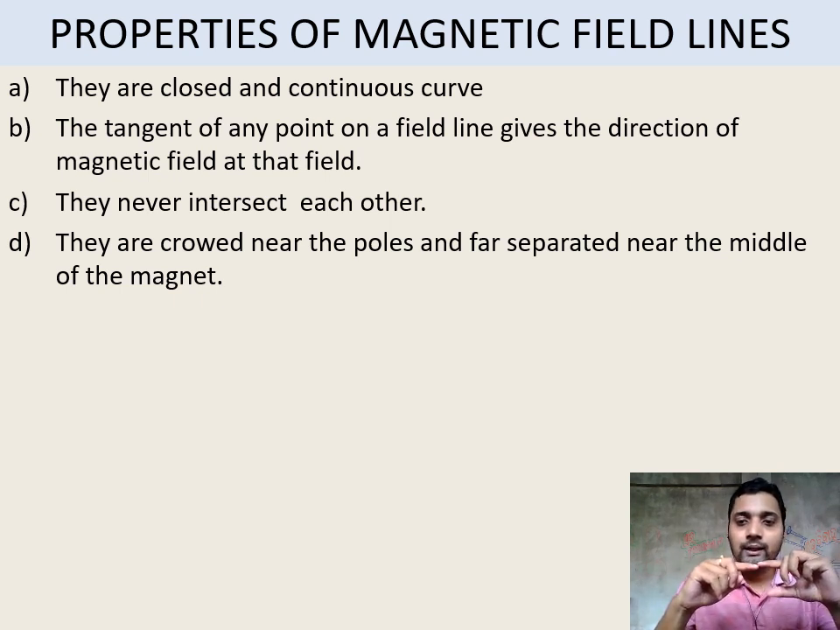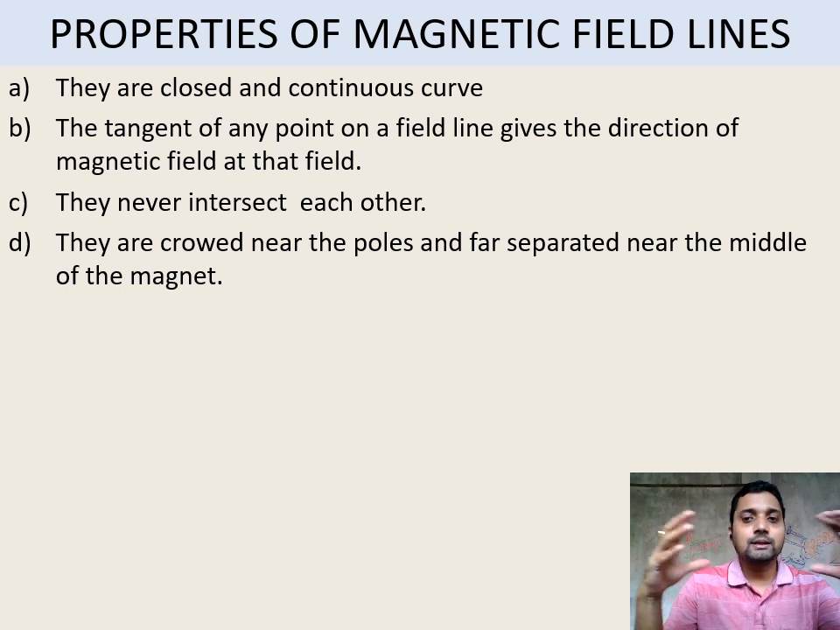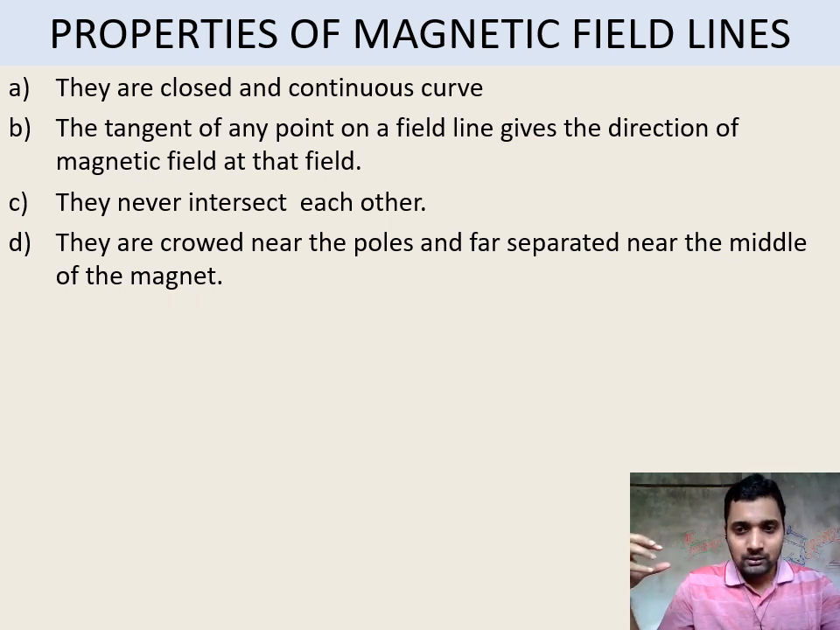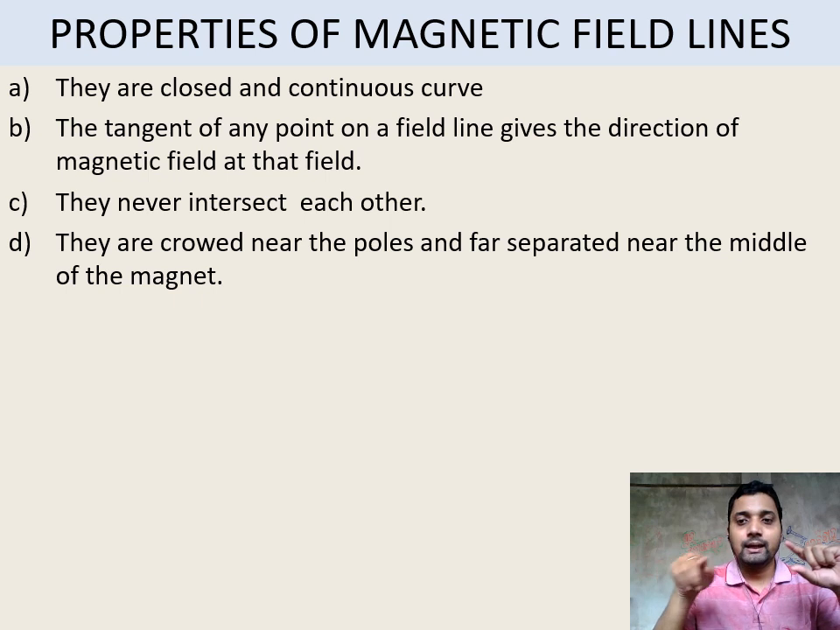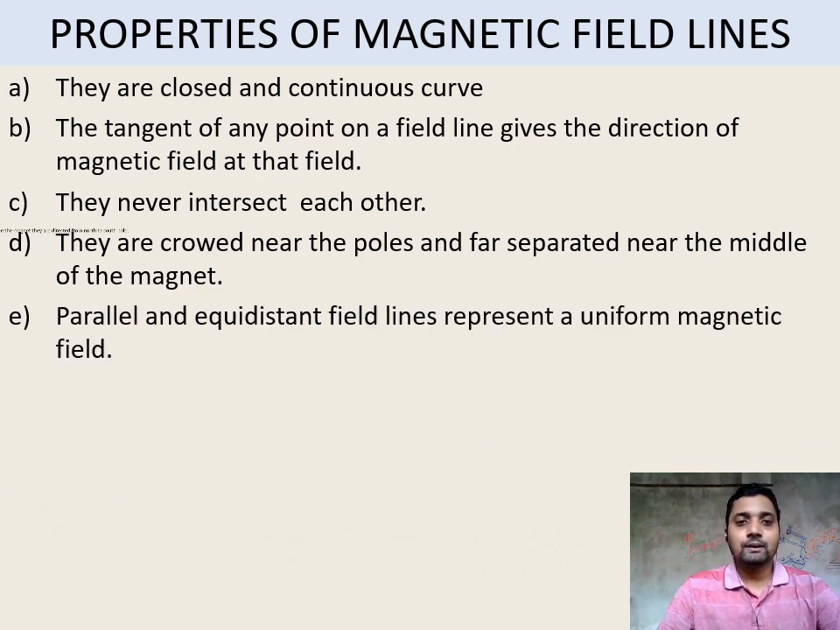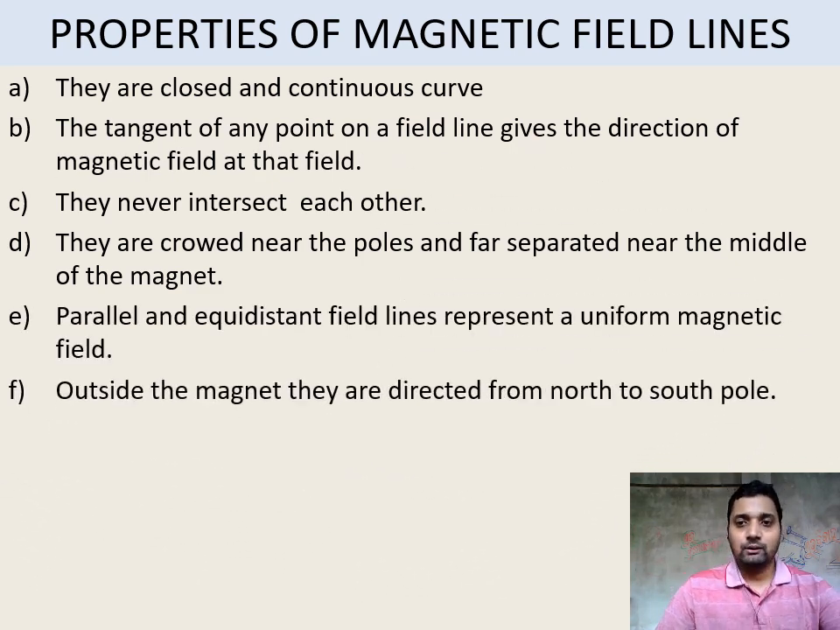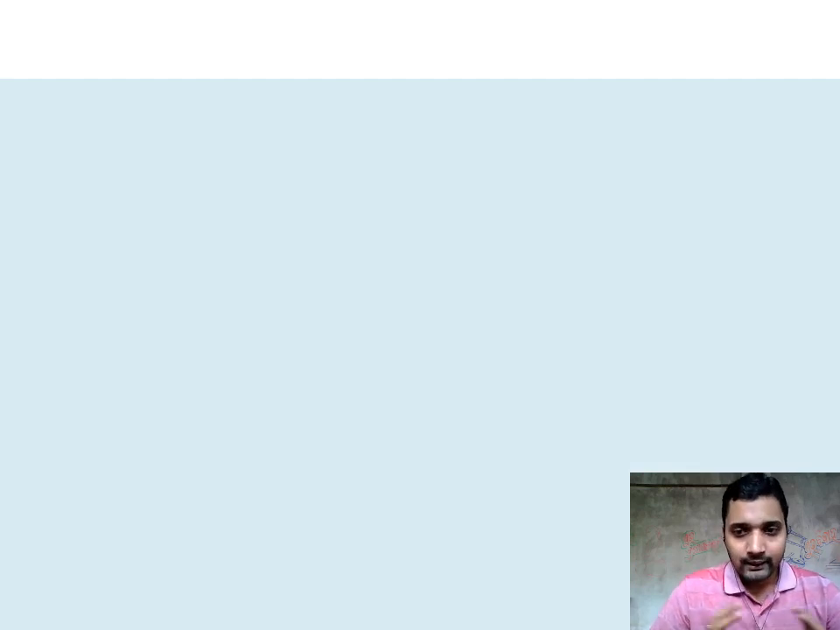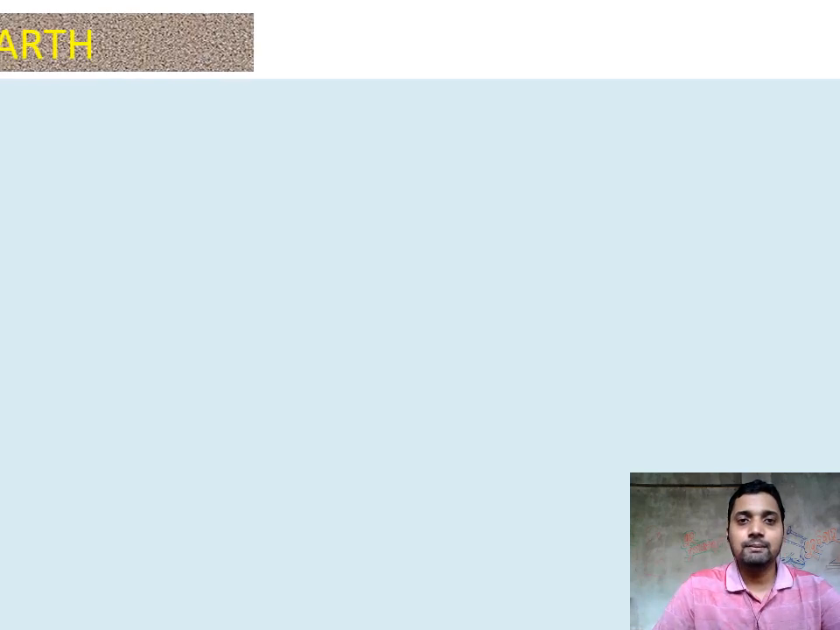In the middle, they are separated by a certain distance and do not intersect each other, but near the poles they are crowded. Outside the magnet they move from north to south, whereas inside the magnet the lines go from south to north. In a uniform magnetic field, the lines are parallel and equidistant. So the magnetic field line represents the magnetic field, the space around which magnetic force can be experienced.